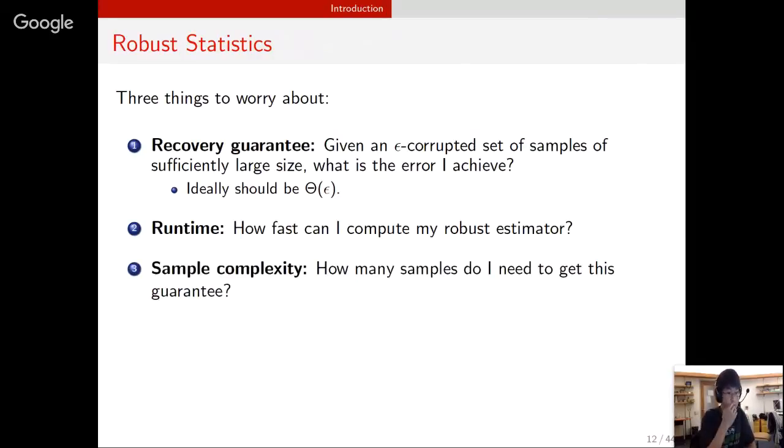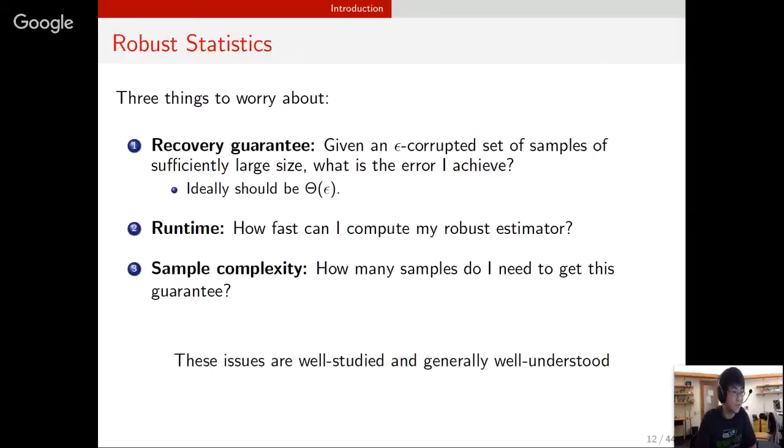And the final thing is sample complexity, which is how large a set of samples needs to be before I can get these recovery guarantees. In this talk, I'm not going to focus too much on this. I'm going to mostly focus on the first 2 things. But our algorithms do have nice sample complexity. I just don't want to get into it for simplicity. And to broadly overgeneralize the state of affairs, these issues and other things, such as breakdown phenomena, which I won't discuss, are generally well studied and well understood, at least for parametric families in low dimensions.